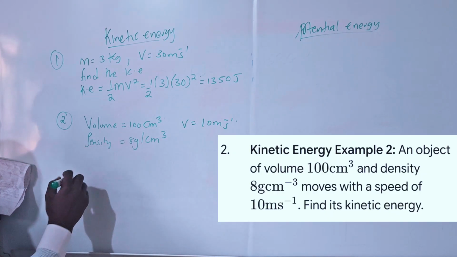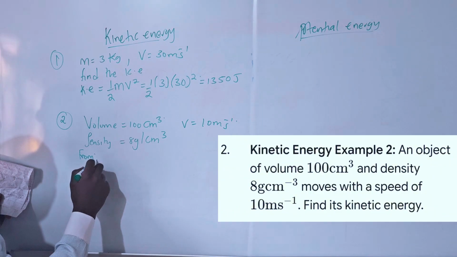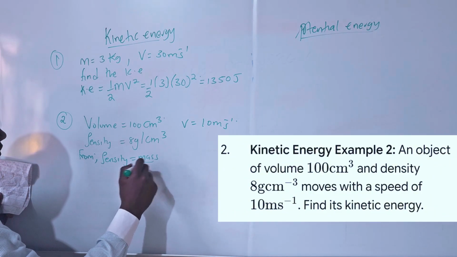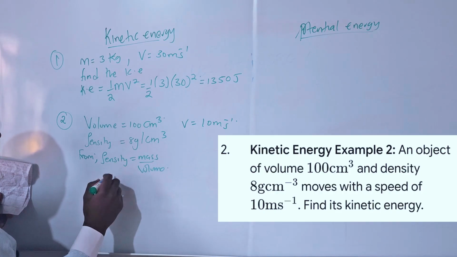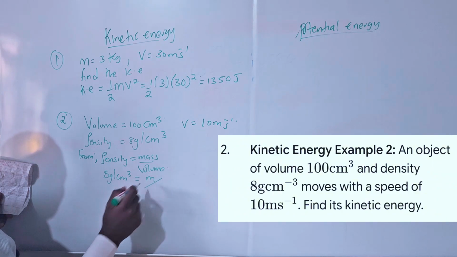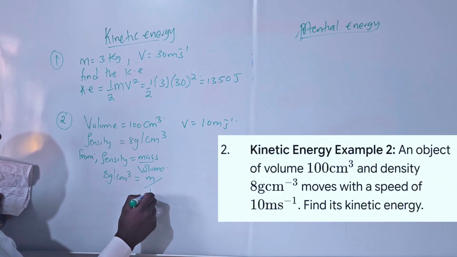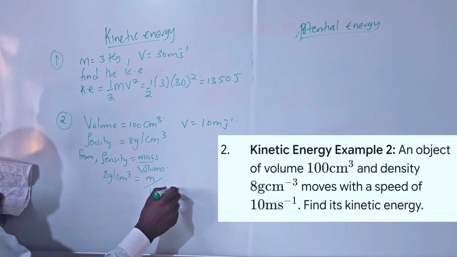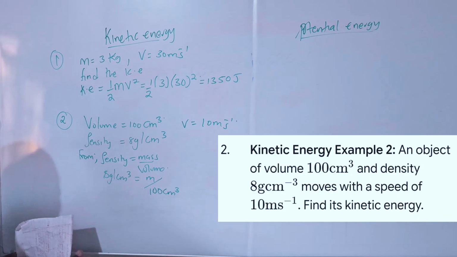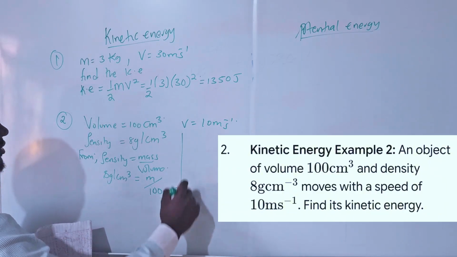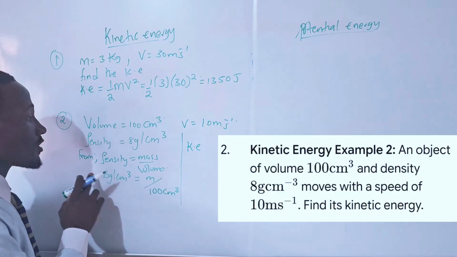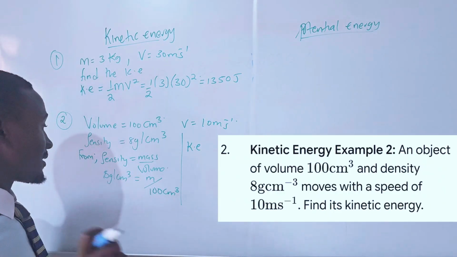So we can first find the mass. We know that density is equal to mass over volume. So the density is 8 grams per cubic centimeters. The mass is what we are looking for, and the volume. Now, why are we finding the mass? Because to find the kinetic energy, we are going to need the mass. That's why we are first finding the mass using volume and density.